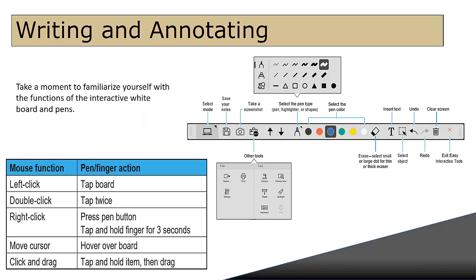Now that we've reviewed the interactive whiteboard, toolbar, and pens, let's discuss a few key navigational directions. The chart outlines the actions of your finger or interactive pen and the related mouse function. Tap the board for left-click functionality. Tap twice for double-click functionality. Press the pen button or tap and hold your finger for 3 seconds for right-click functionality. Hover over the board to move the cursor. Tap and hold an item and then drag to emulate click and drag functionality.